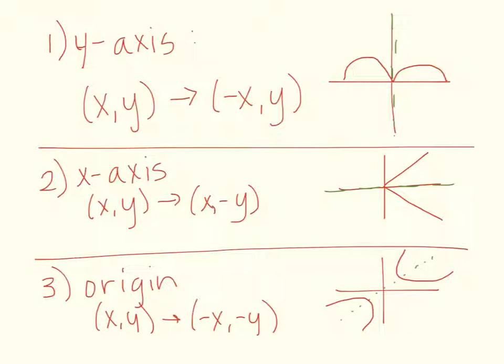Now remember, the goal is to be able to determine what types of symmetry we have without actually graphing the line or the curve. We want to be able to tell just by looking at the function, and this is going to be the key. So I'll show you that in just a second.